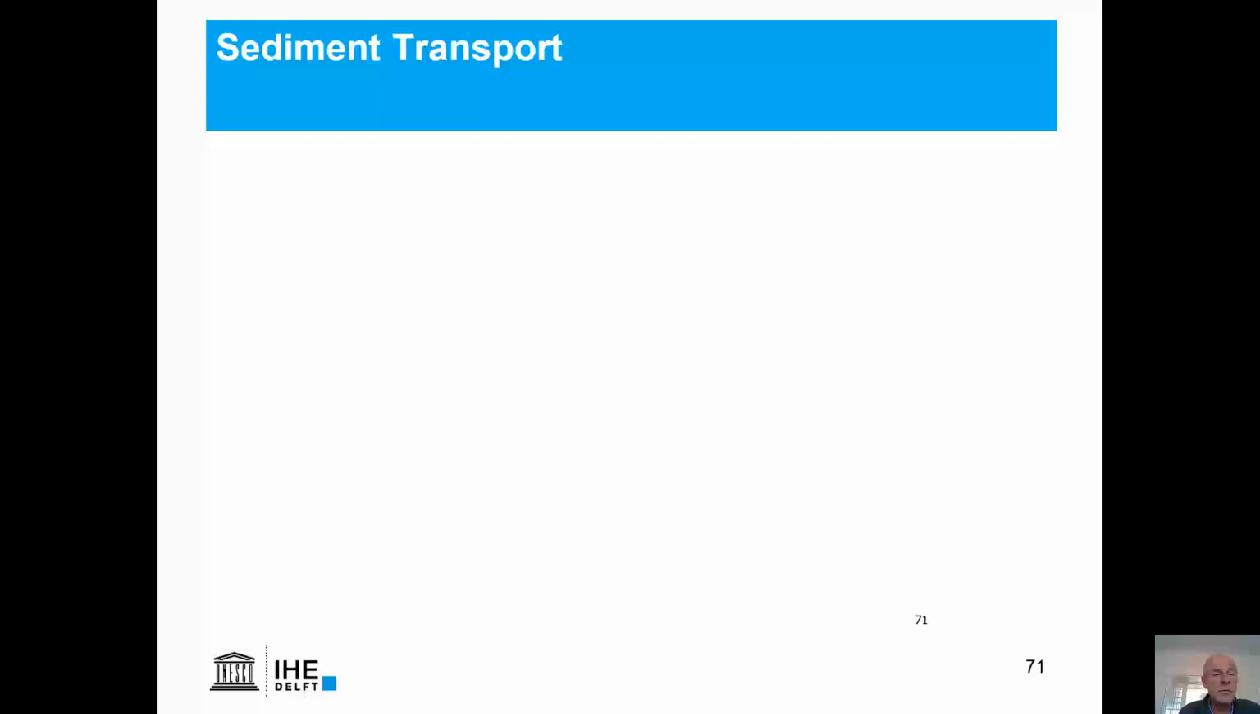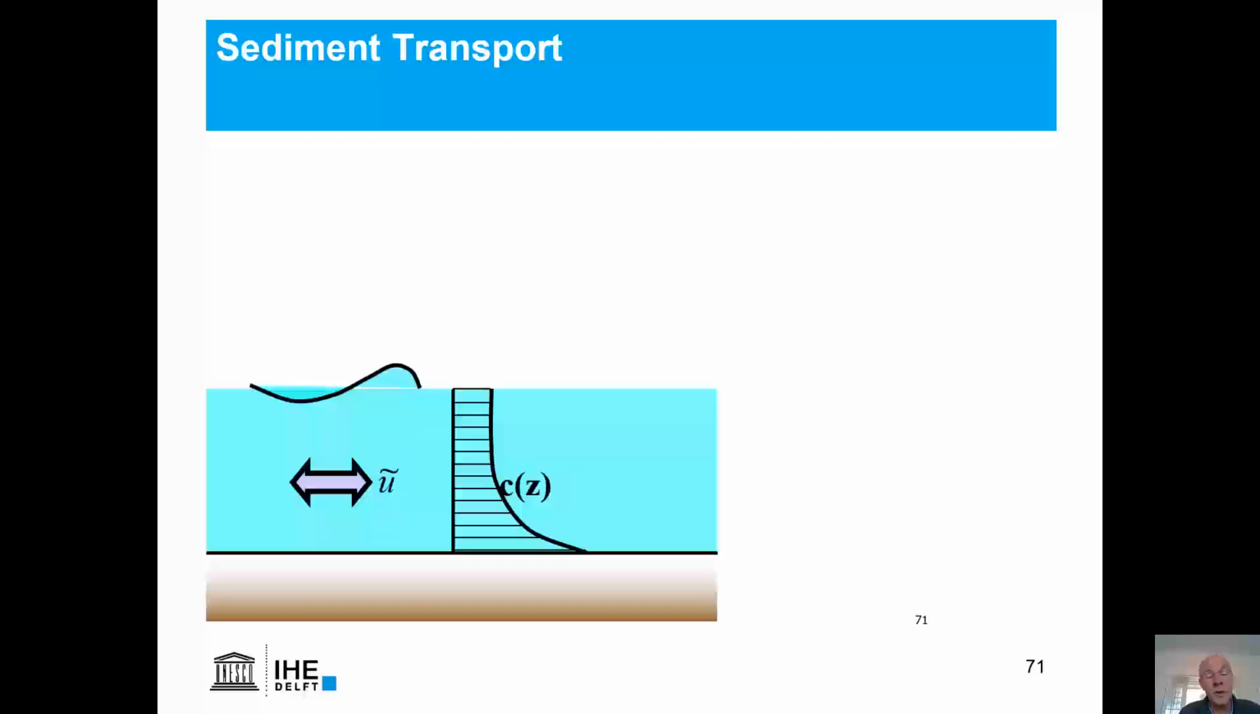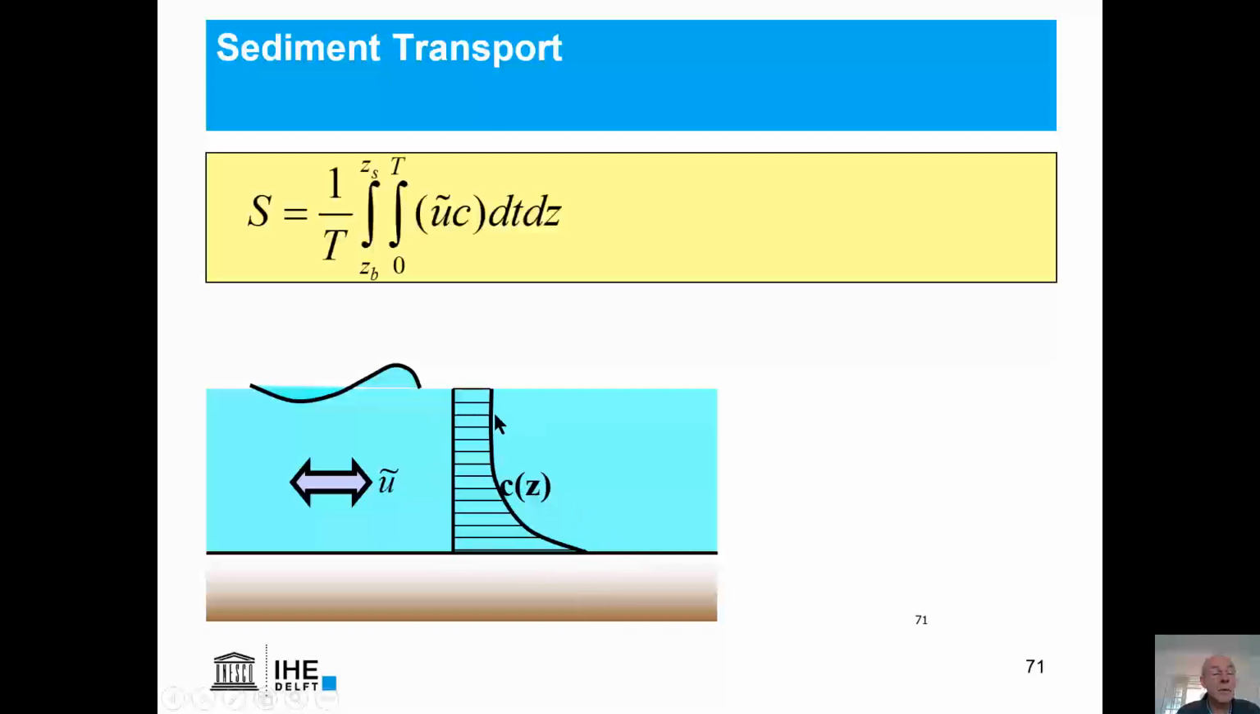The sediment transport that was in this equation is built up of a component that goes with the current times the concentration vertical. So it's a double integral of the velocity times the concentration, averaged over the time and integrated over the vertical, from the bottom to the surface.